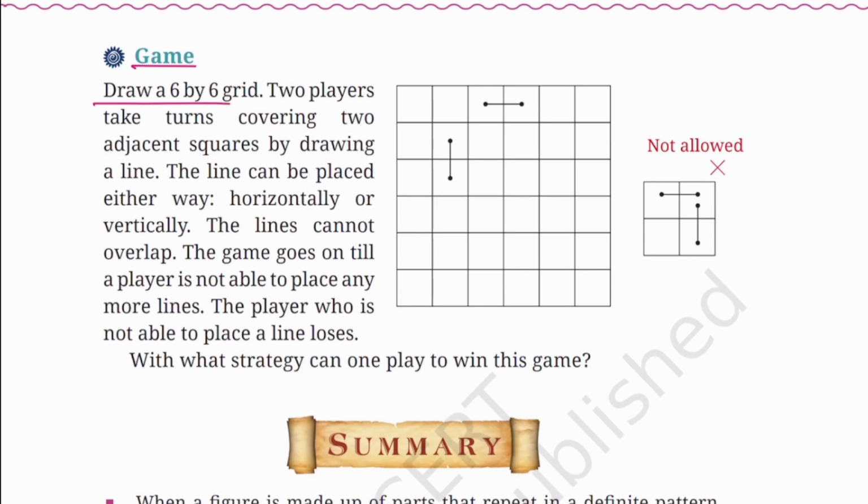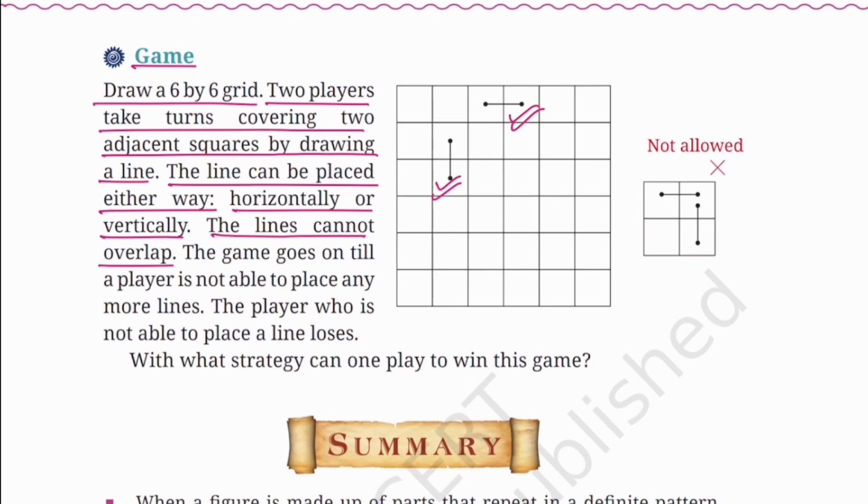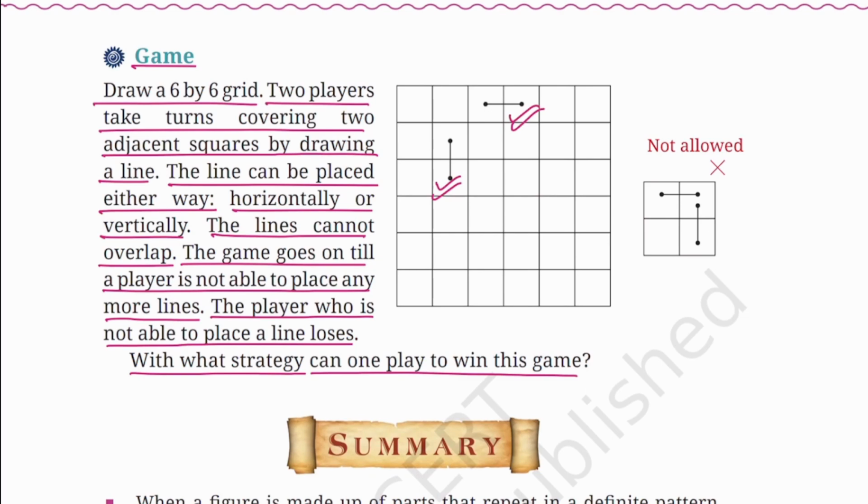Game. Draw a 6 by 6 grid. Two players take turns covering two adjacent squares by drawing a line like this. The line can be placed either way, horizontally or vertically. The lines cannot overlap. The game goes on till a player is not able to place any more lines. The player who is not able to place a line loses. With what strategy can one play to win this game? Please note that this is not allowed.